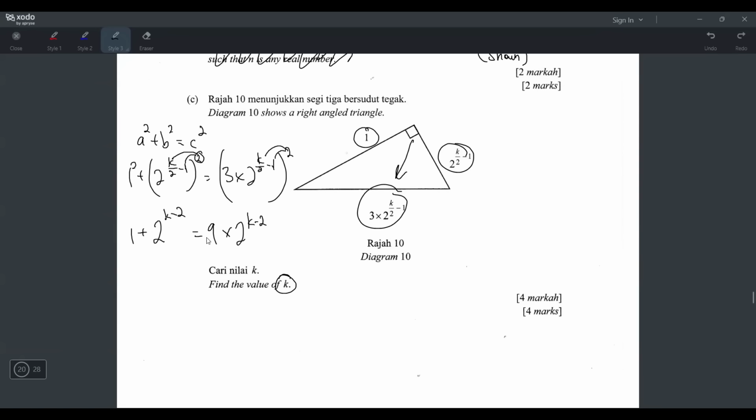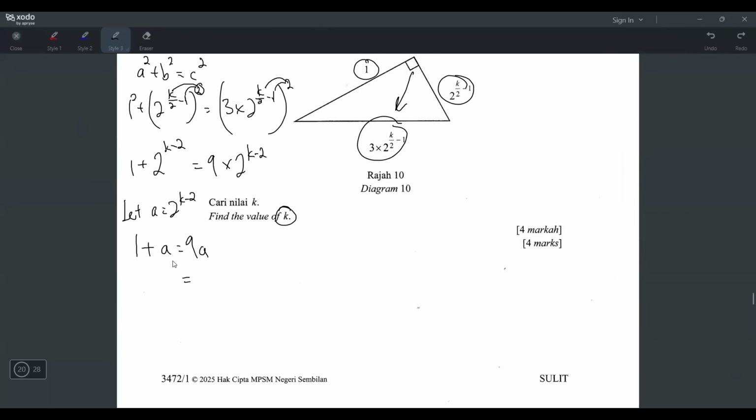Okay, alright, after you reach here, how to get k now? I see something here. I see this one and this one is the same, right? So what I'm going to do, I will change this to a. I will let a equals 2 power k minus 2. It means I will temporarily change this to a, because it's a plus minus question, and this one is the same. So if I temporarily change to a, it will become 1 plus a equals 9 times a, and you can find a already. But of course, a is not your answer. You still have to change back to this later.